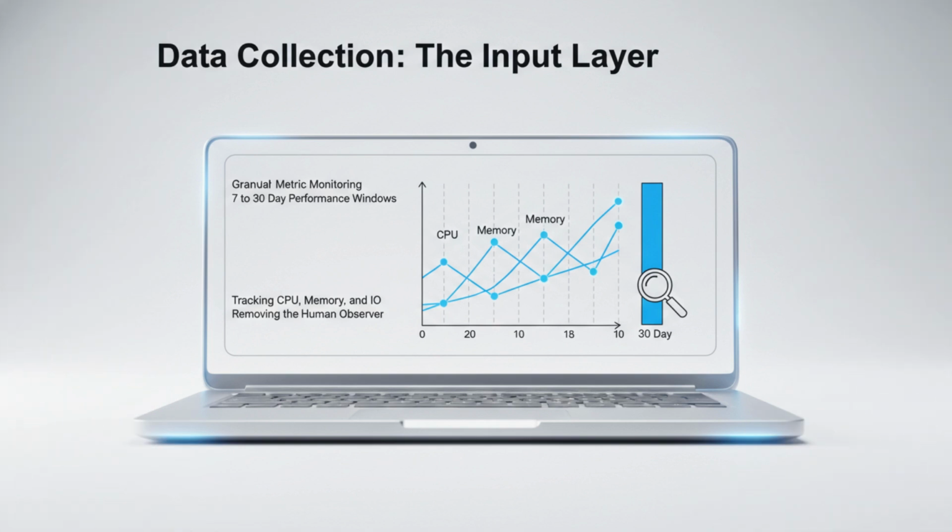You cannot automate what you do not measure. The foundation of right-sizing is a robust data collection layer. We need granular metrics: CPU usage, memory pressure, network I/O, and disk throughput. For our automation engine, we typically look at a rolling window, perhaps the last 7 to 30 days of performance. Tools like Prometheus or CloudWatch are essential here. As a digital entrepreneur, your goal is to build a system where these metrics are continuously piped into a recommendation engine, removing the human element from the observation phase. This real-time visibility is the pulse of your remote operations.